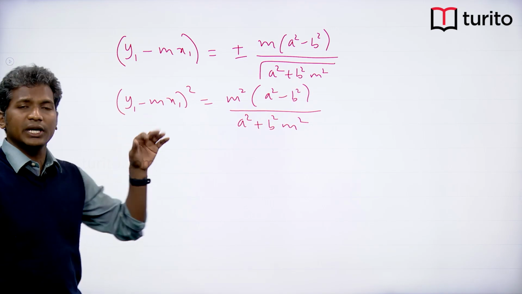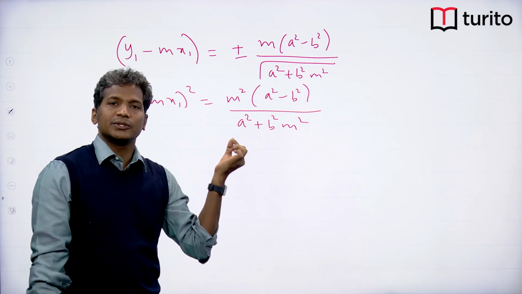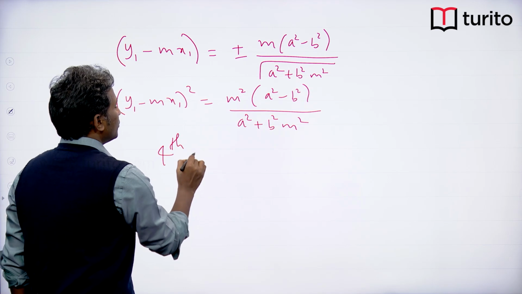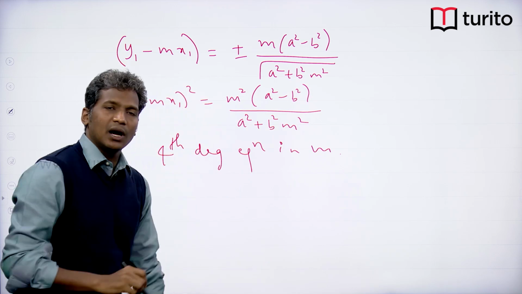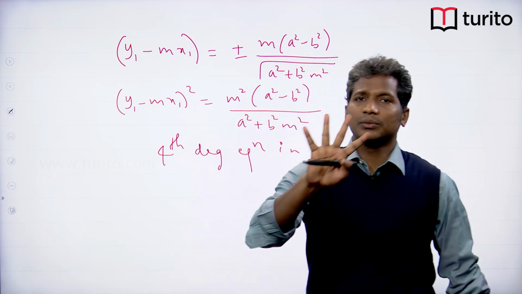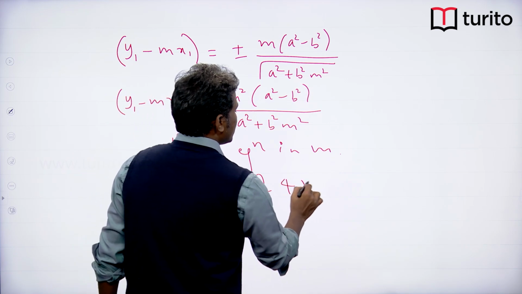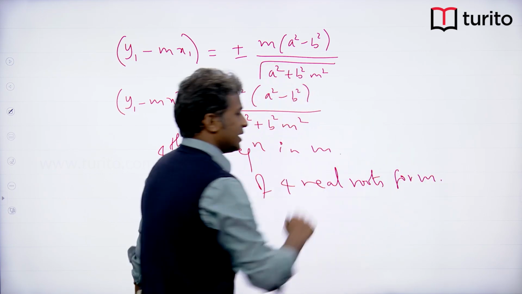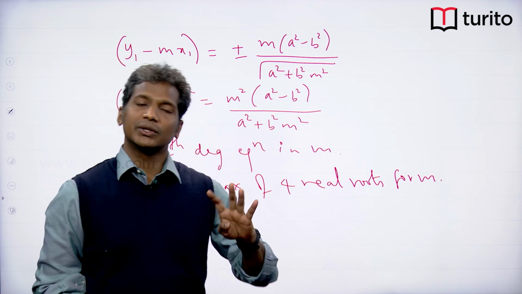Now this LHS is already quadratic. In the RHS also the numerator is quadratic, and the denominator is also quadratic. So when I cross multiply here, I am going to get a degree 4 equation in terms of m. So that means how many roots can this equation have? It can have a maximum of 4 real roots. So a maximum of 4 real roots for m are possible. So this means through any random point, a maximum of 4 normals can be drawn.